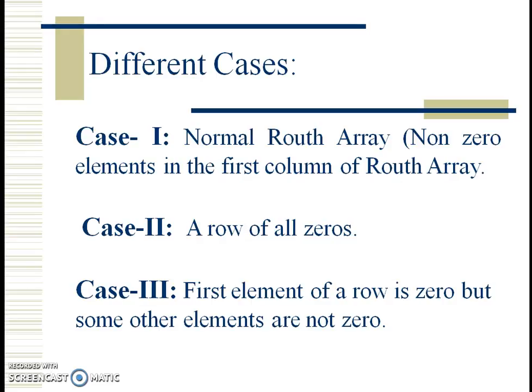There are different cases we come across when we want to solve the Routh-Hurwitz criteria, and due to time constraints, this time we are only going to discuss case 1. But let's have a look at the different cases. Case 1 is the normal Routh array, that is, non-zero elements in the first column of the Routh array. What about case 2? It is a row of all zeros, and case 3 is where the first element of a row is 0, but some other elements are not 0.